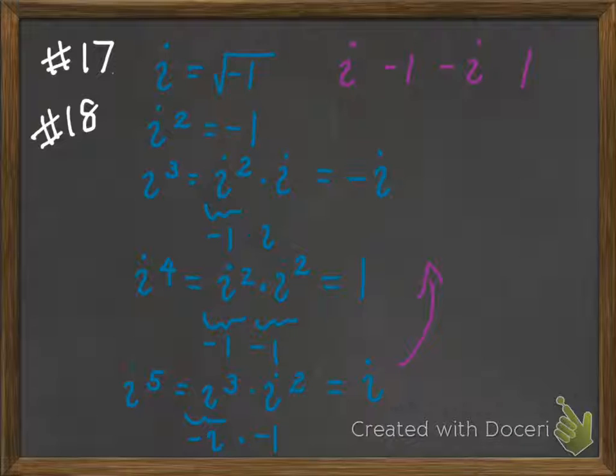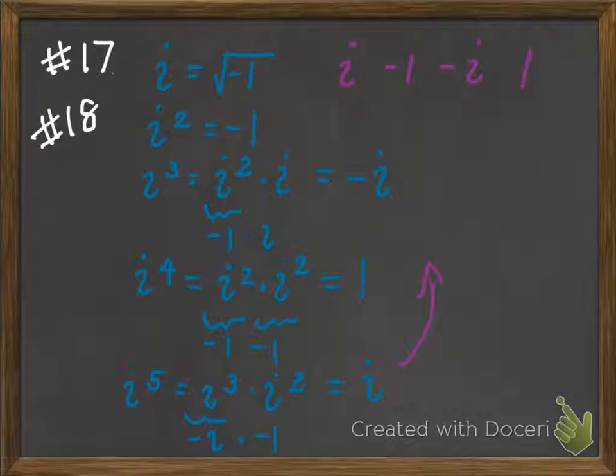Now i cubed, one way to find it is to go i squared times i. Because by the product rule that would be i to the 2 plus 1, which is i to the 3rd. Now i squared is -1, so we have -1 times i, so i to the 3rd power is -i. i to the 4th, what you could do to find that is go i squared times i squared. You know that i squared is -1. -1 times -1, that's easy, that's 1. So i to the 4th is 1.